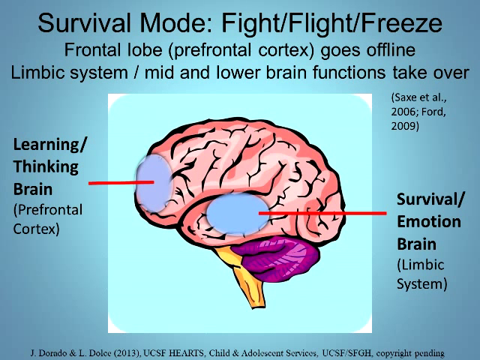This is a very simplistic picture of the brain. What we know from brain science is that the thinking, learning brain is in the front part of your brain. It's responsible for contextualized, rational thinking. It's what we need to have on board when we're learning. The lower part of the brain, the limbic system, is the survival emotion brain. And what we know from the research is that for people who've been chronically traumatized, when they are reminded of their trauma by a trigger, their frontal lobe largely goes offline, and the survival brain, the limbic system, takes over.